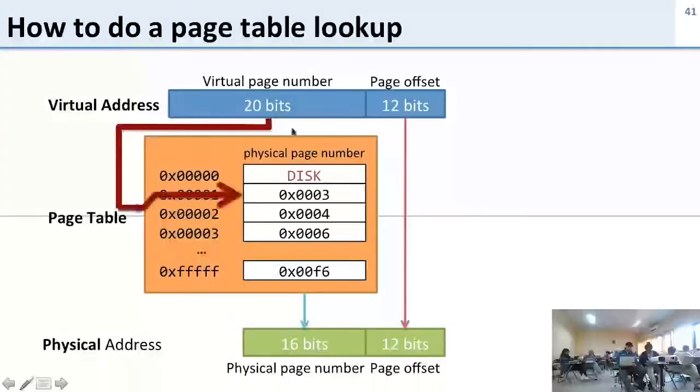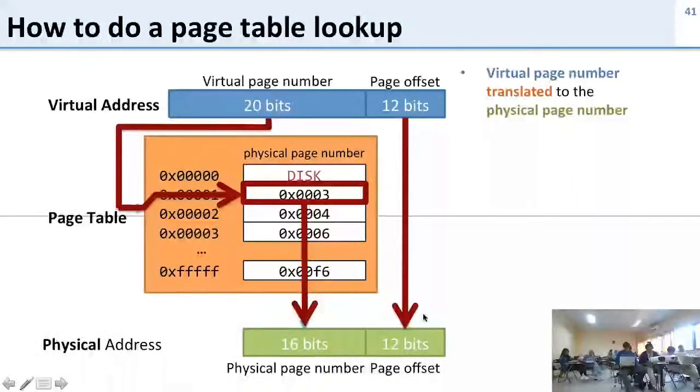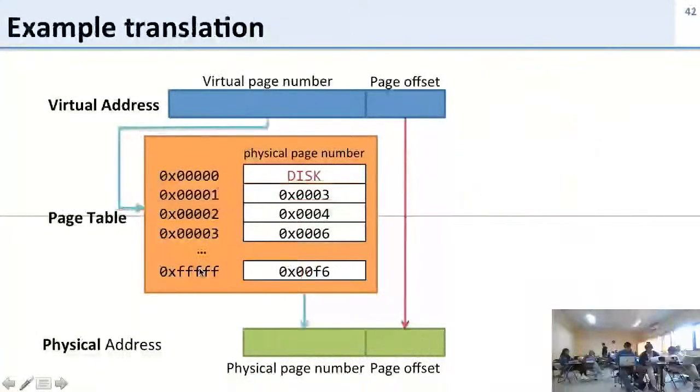All right, so let's take a look at how this works. We take our virtual page number, we go and find our entry, and that entry goes down to be our physical page. For the page offset, we don't change anything, it just goes through. So virtual page translated to physical page, page offset untranslated, and the page table here needs to keep a mapping for every virtual page number. Remember, this is why it's important that we used pages. Now we have 1,000,000 entries here instead of having 1,000,000,000 entries here.